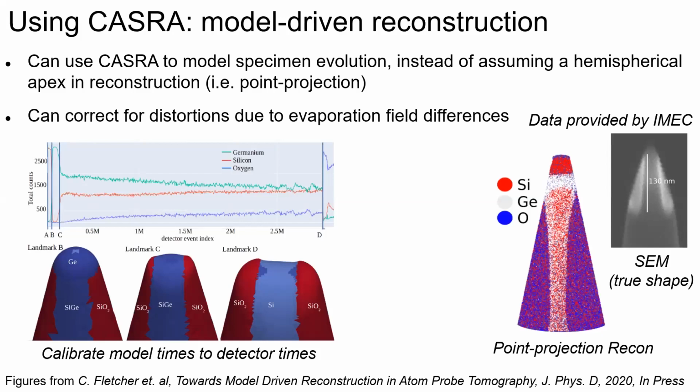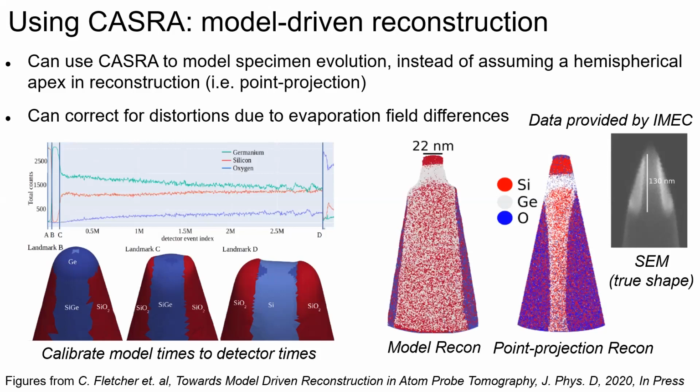So there's this narrowing in the central channel within the standard point projection reconstruction, which is due to a low field phase down the center of the central channel. And then using the model, you can correct for this once you've calibrated the fields and the times between the model and experiment.